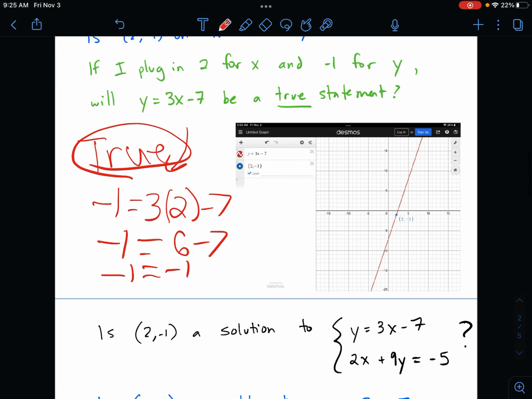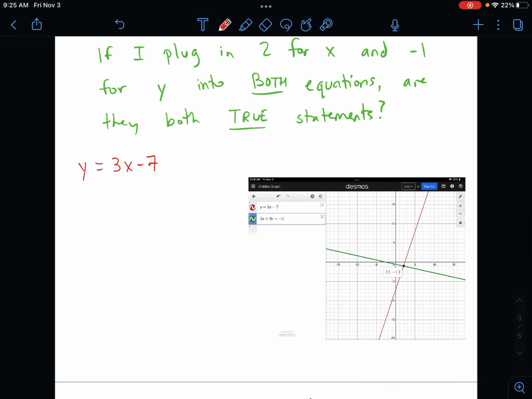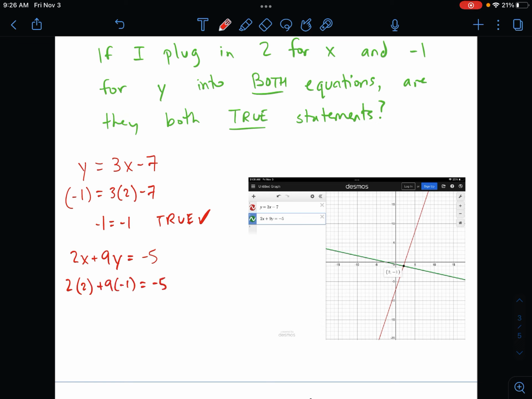All right. If we take both of these equations, let's take y equals 3x minus 7. Now we know from what we did on the first page that if I plug in a -1 for y and a 2 for x, we do get a true statement, right? -1 equals -1, that's true. And if we take the second equation, 2x plus 9y equals -5, and if again we plug in a 2 for x and a -1 for y, we can solve this and simplify, and we get 4 minus 9 equals -5, and that again is a true statement.